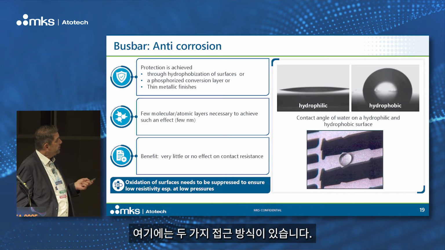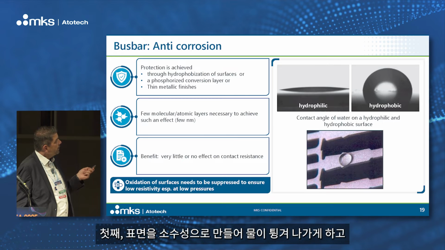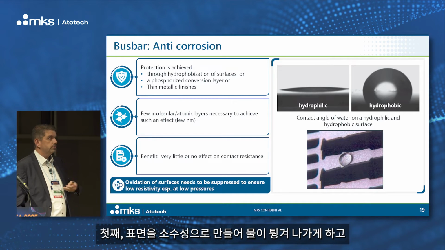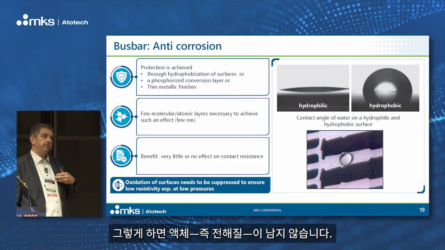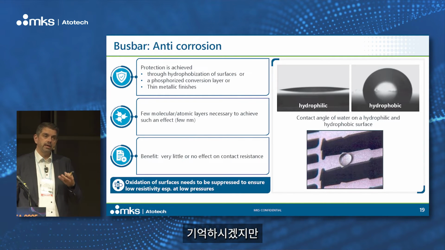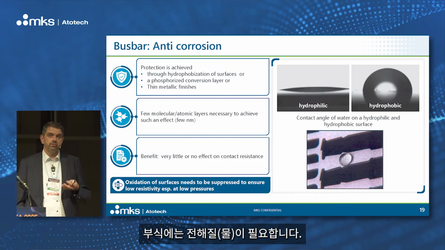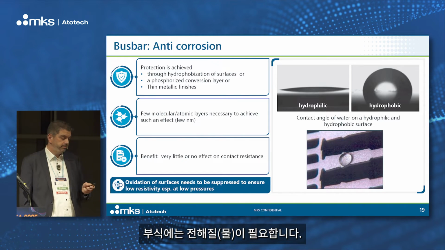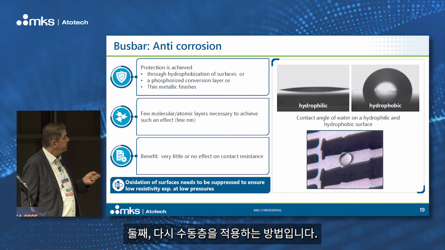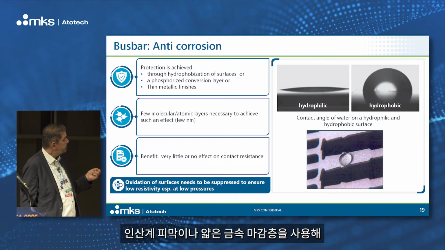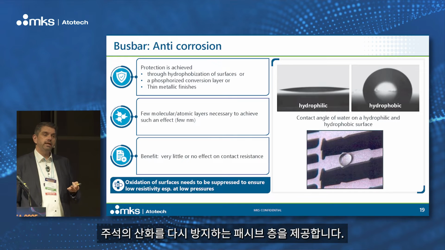Let's say there are 2 different approaches. You can hydrophobize the surface, so water is repelled, it's not sticking, so we don't have any liquid or electrolyte. As we remember, we need an electrolyte, water, for corrosion. Or we can apply passive layers. You see here phosphorized conversion layer or thin metallic finishes. They offer a passive layer which prevents the tin from oxidizing.